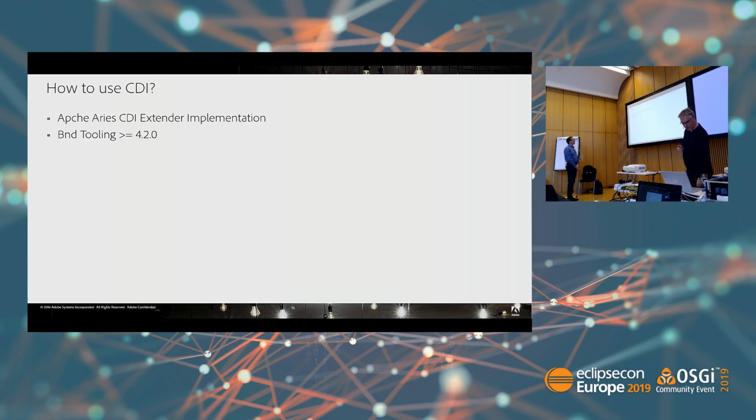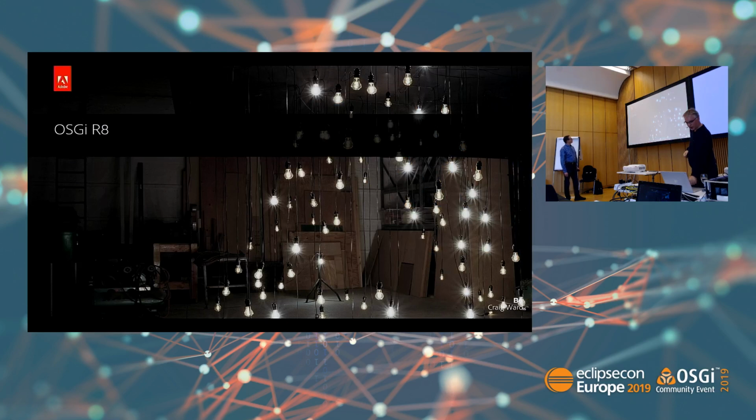If you want to use it, there's the implementation in the Apache Aries project, and you need the latest BND tooling for your project to pick up these annotations at build time. And we have some references at the end of the slides where you can find example projects. All right, and with that we go to the new stuff that we are doing, the R8.